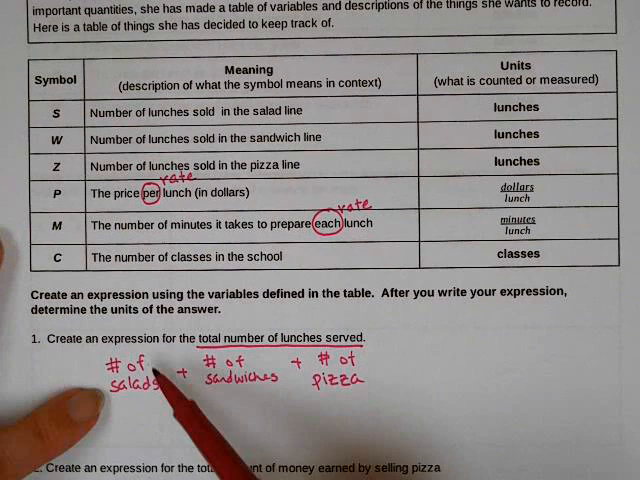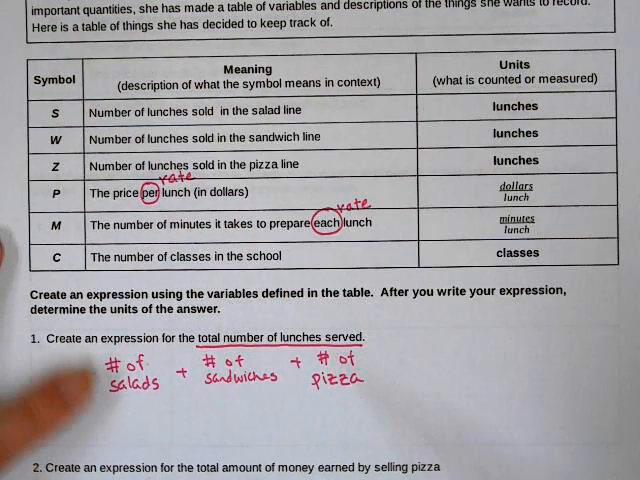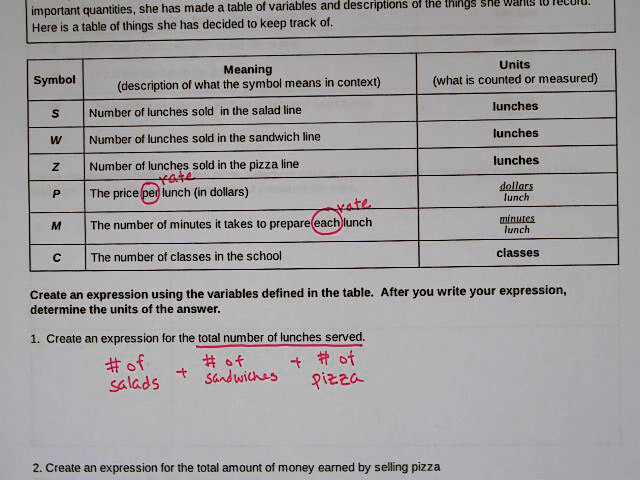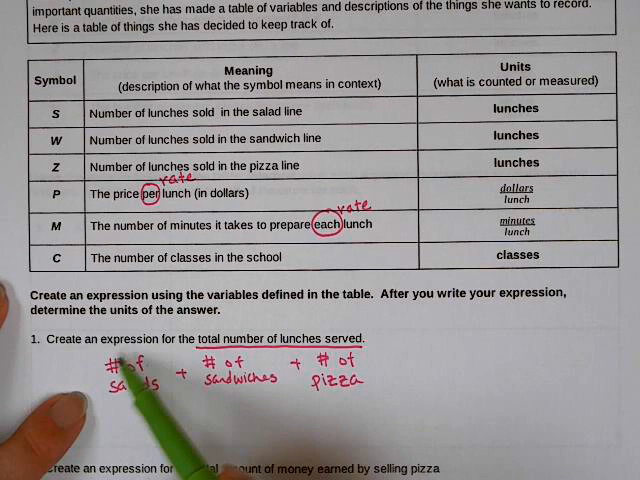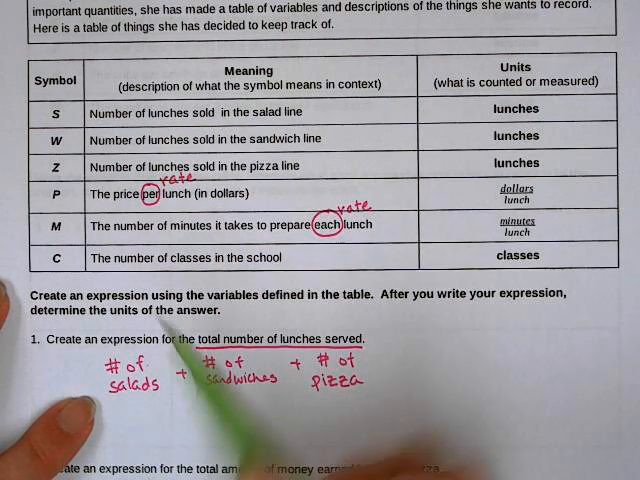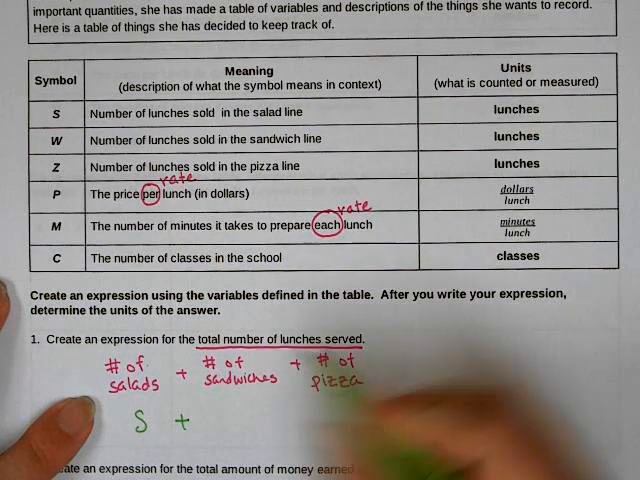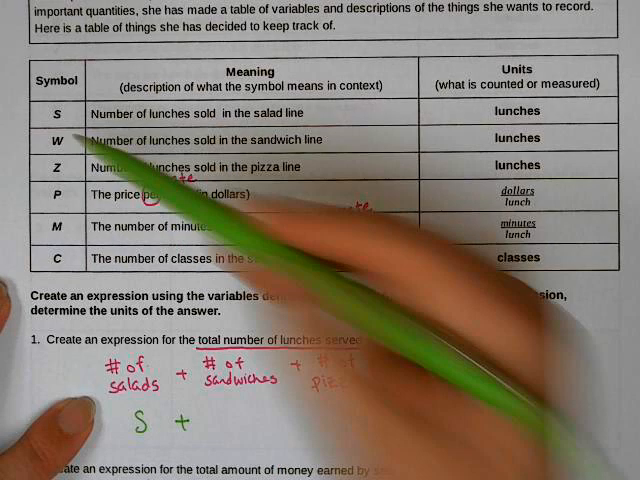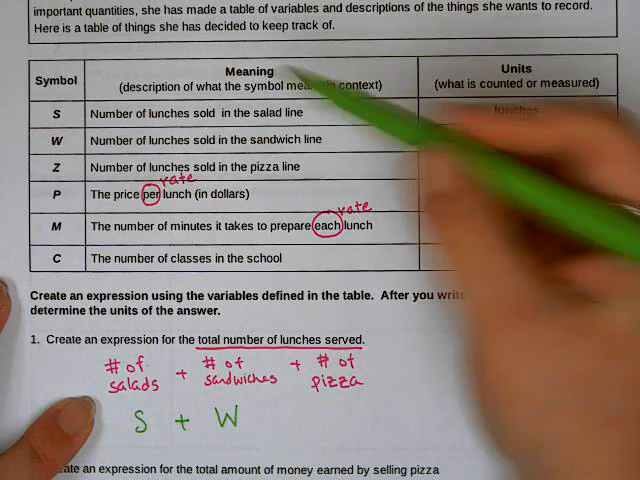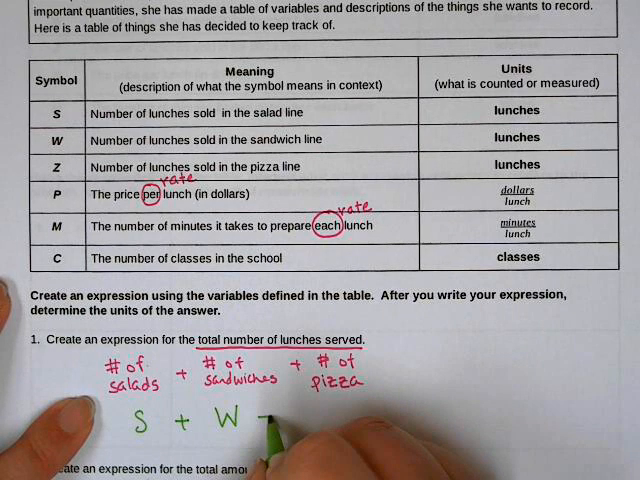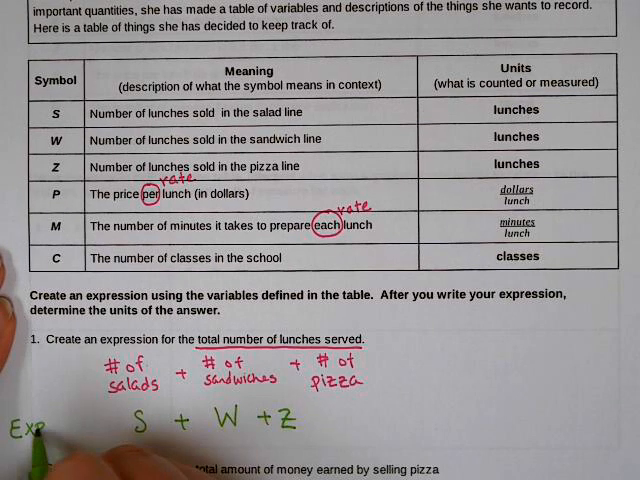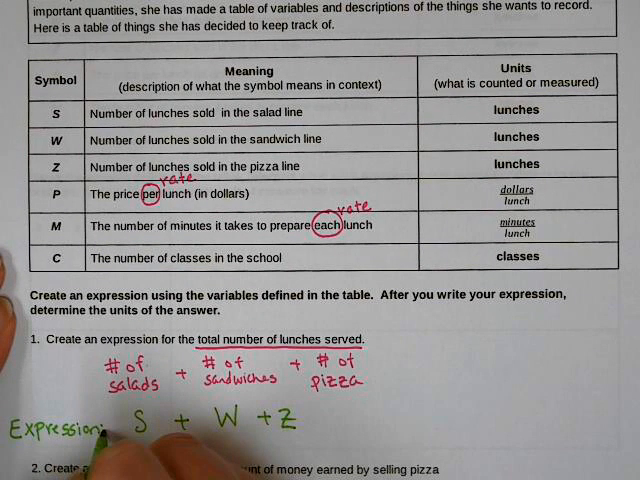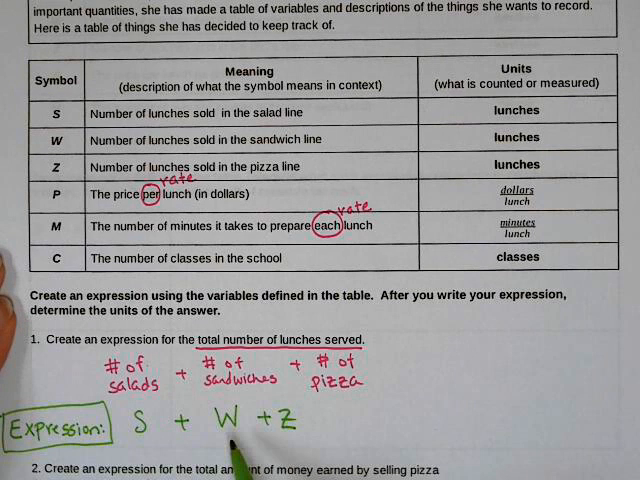So if we think about it, the number of salads sold is represented with S. So when we start to actually write this expression, instead of writing words, because that gets annoying and we're mathematicians, we're going to be lazy, the number of salads can actually just be represented with the symbol S. The number of sandwiches sold can just be represented with W. And the number of pizzas sold can be represented with Z. So this is actually the expression that we're going to be looking at. S plus W plus Z is going to tell us the total number of lunches served.